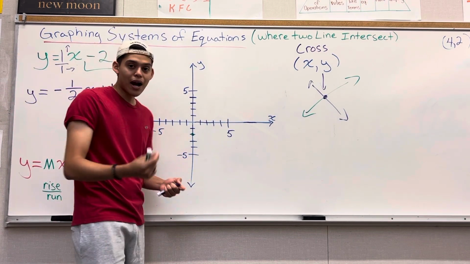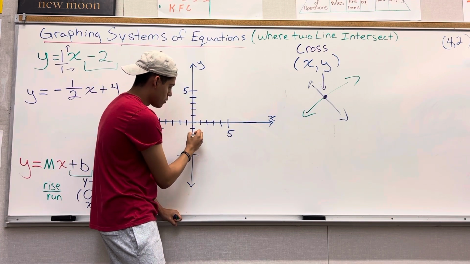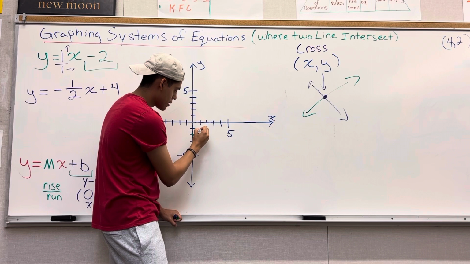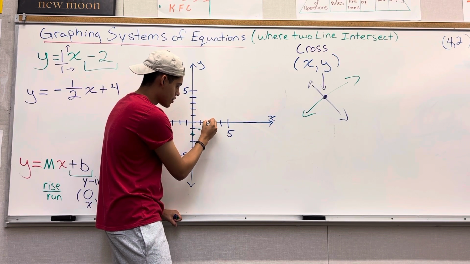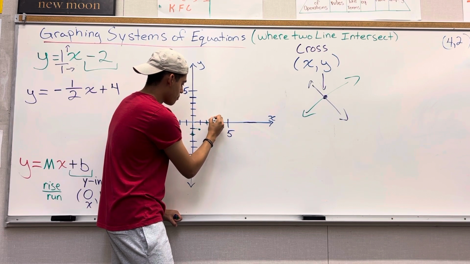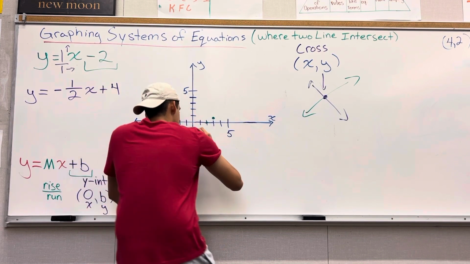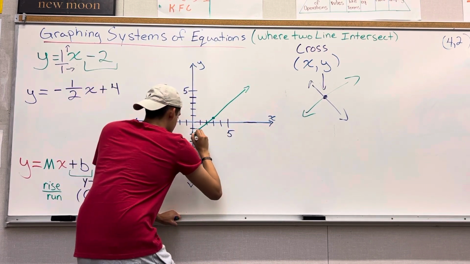Now we know our rise over our run, so now we can create our steps. 1 up, 1 to the right, there's 1 point. 1 up, 1 to the right, there's another point. We can keep going. 1 up and 1 to the right, there's another point. And now that we have this, we can draw our line.